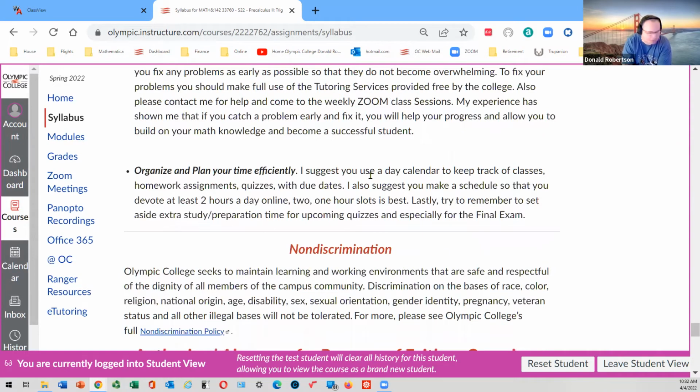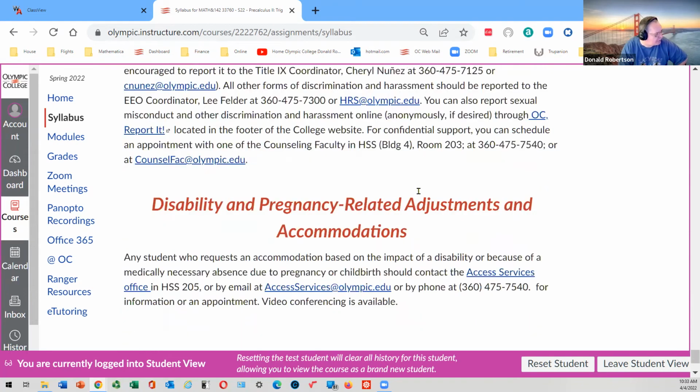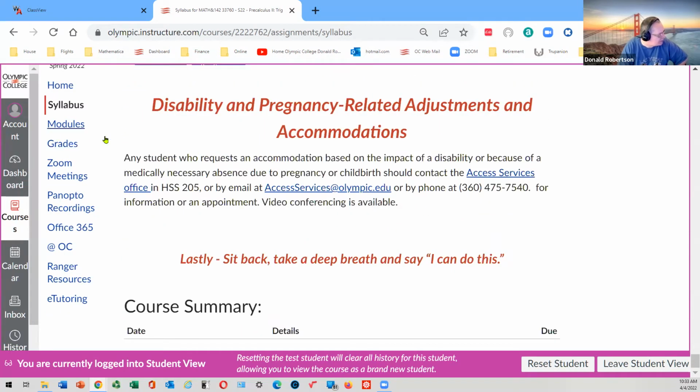Definitely organize your time, especially when it's coming up for midterms and finals. Try and figure out some way of getting an extra day here or half a day here where you're doing nothing but getting ready for the final, or getting ready for the midterm, because they are worth a lot of points, and you want to be as prepared as you can. And then the usual things that we have, and that's it.